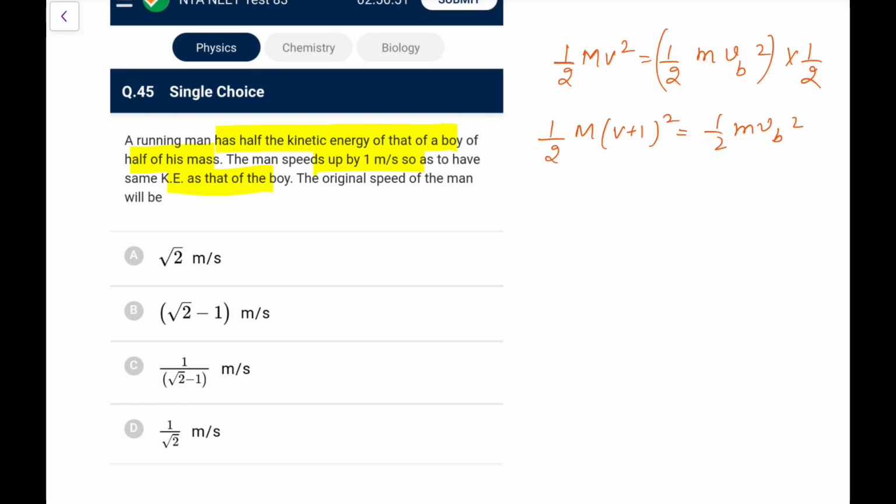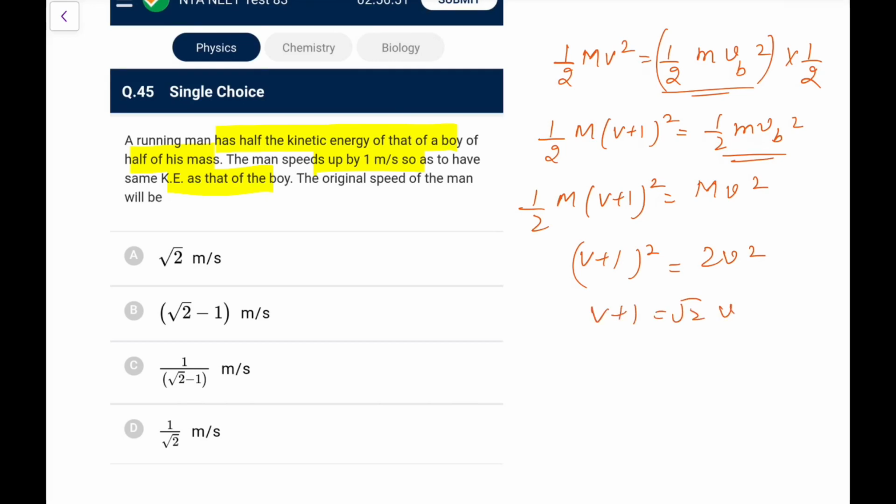the original speed of the man, so as to have the same kinetic energy. Okay, so boy mass is half of that, so I can use that particular thing also here. Just by going by the logic, half m v plus 1 whole square is half m vb square. So from half m vb square I can write it as equal to mv square. So v plus 1 whole square is equal to 2v square, so v plus 1 is equal to root 2 v. So v will be equal to 1 upon root 2 minus 1. That is going to be the answer, 1 upon root 2 minus 1. That is going to be option C here. So it's a nice question. I was very happy to see this question in the paper.